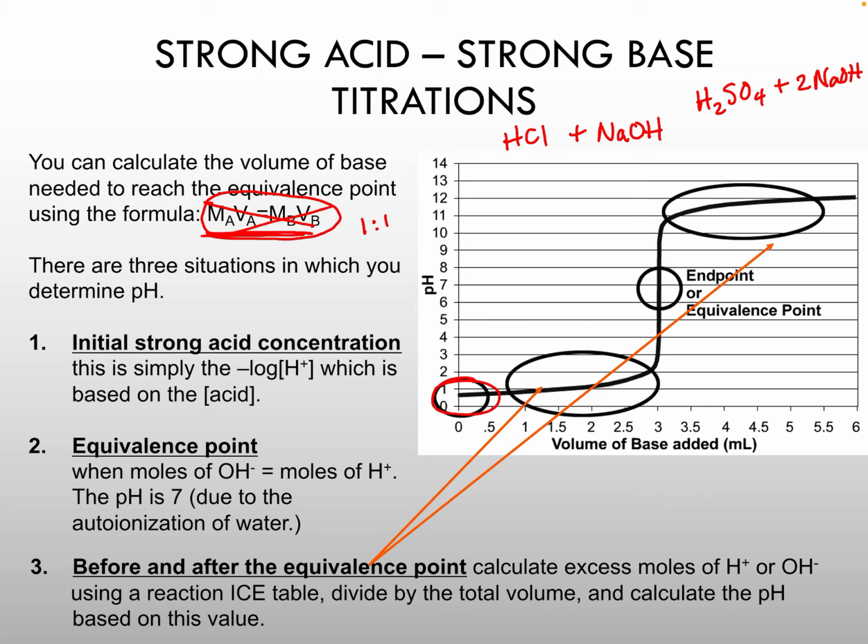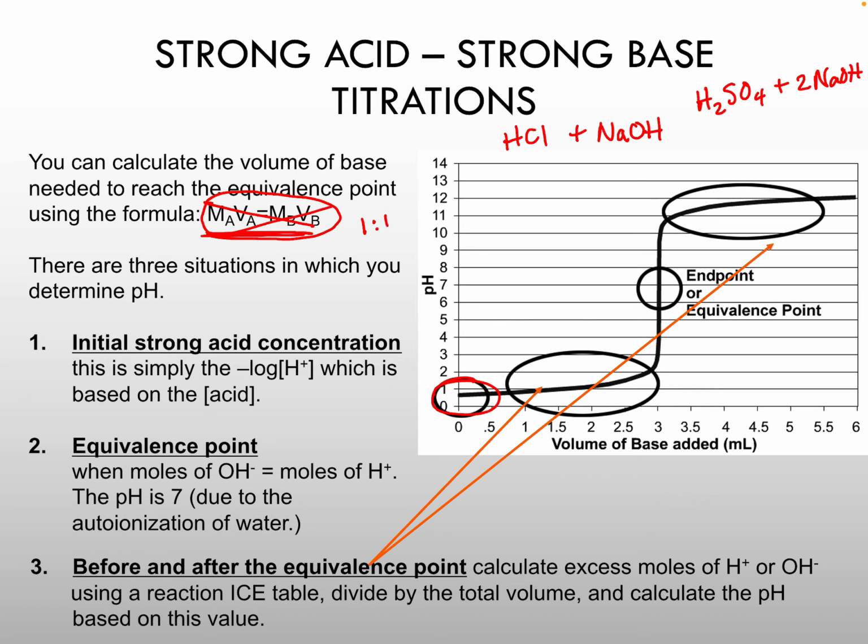And then the other one is before and after the equivalence point. Those are going to be the most work for the strong acid, strong base titrations. For both of these types of problems, you just need to figure out how many moles of either acid or base you have in excess, divide by the new total volume, and then calculate the pH from there. Okay, so it's still really going to be straightforward. You're just going to do a reaction ice table to figure out how many moles of each one you have, and then figure out which one is in excess.